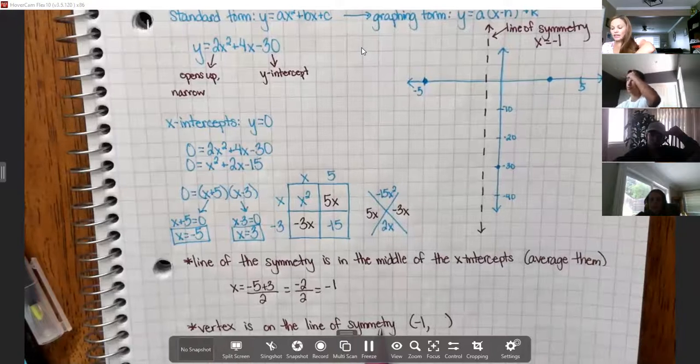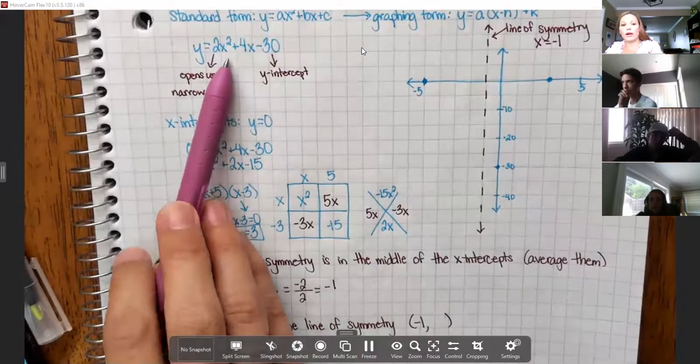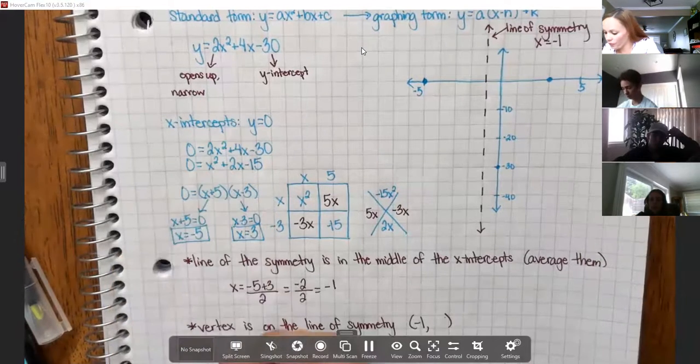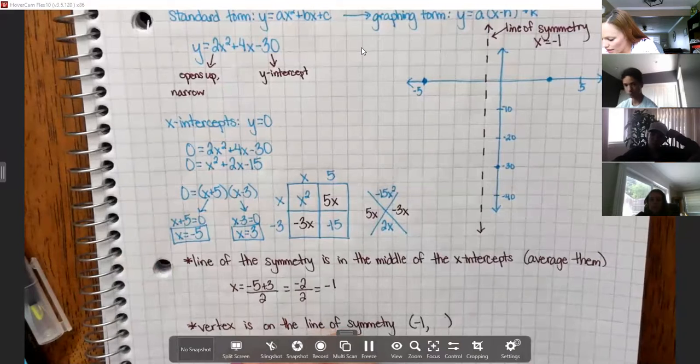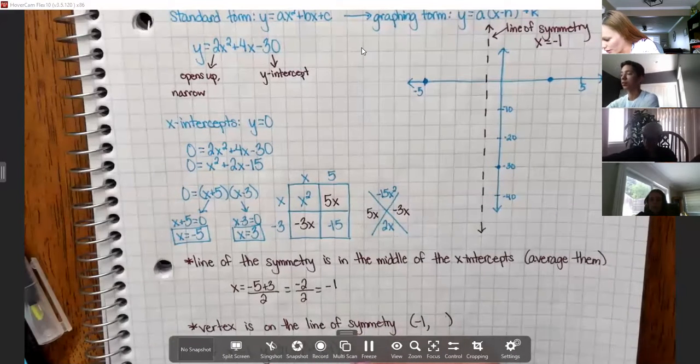So again, the vertex is on the line of symmetry, so it has an x coordinate of -1. So we take -1 and plug it into our equation. So if x equals -1, y equals 2 times -1 squared plus 4 times -1 minus 30.